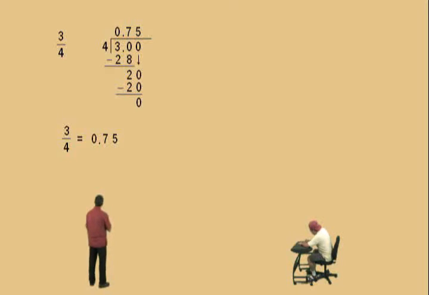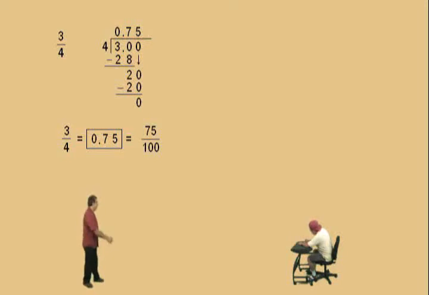So let's write that down. 3/4 equals 0.75, which is what, Charlie? 75 hundredths. That's right. So 3/4 written as a decimal is 0.75, or 75 hundredths, and as a fraction, of course, it's 75 over 100. If you take 75 and divide by 100, you'll get 0.75. Or if you reduce 75 over 100 by dividing top and bottom by 25, you do get 3/4.